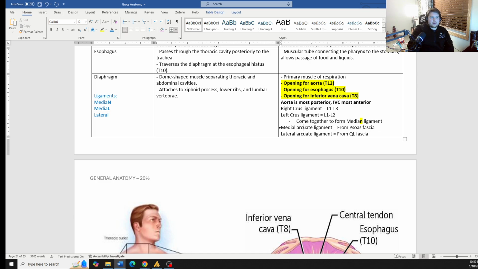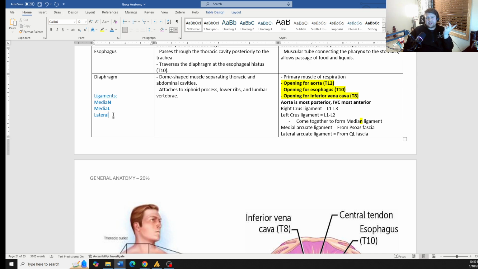Then we also have a medial arcuate ligament from the psoas fascia, and a lateral arcuate ligament from the quadratus lumborum fascia. Most of the time, they're going to ask you some type of question. When you have groups of 3, they like to ask questions because there are already 3, so they just have to give you one weird answer.